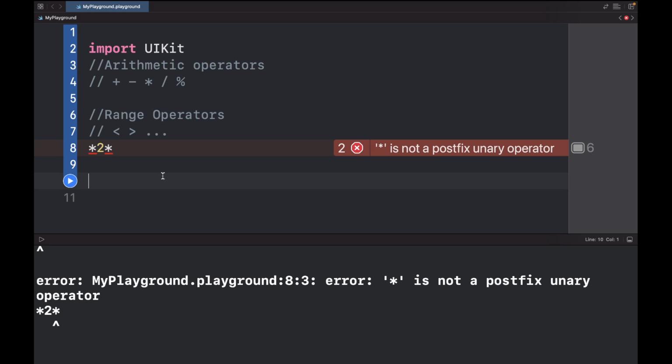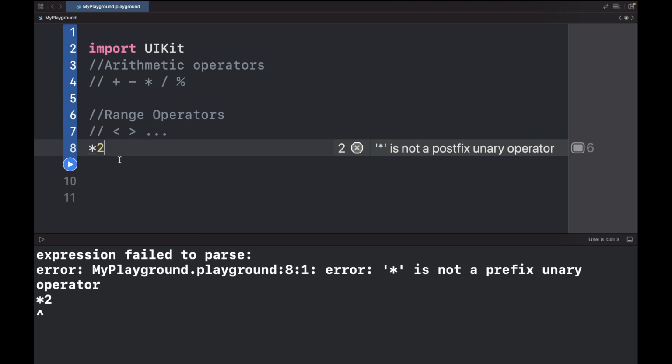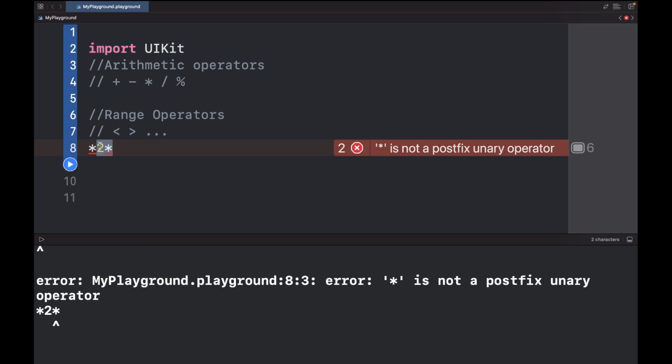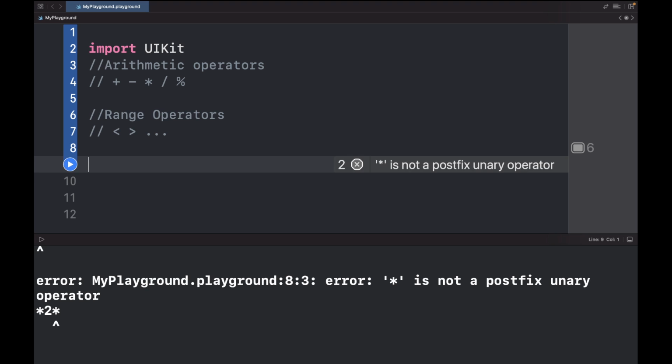But for now, what we do get is that this is not a postfix unary operator. Which means it's reading from this side first and then going that way. So if I do this, I'm going to get this. But if I leave it like that and I do this, it's going to complain first about the postfix unary operator. Cool.